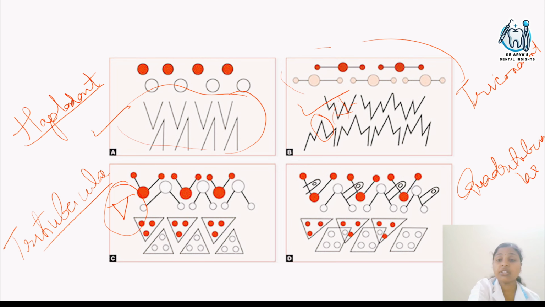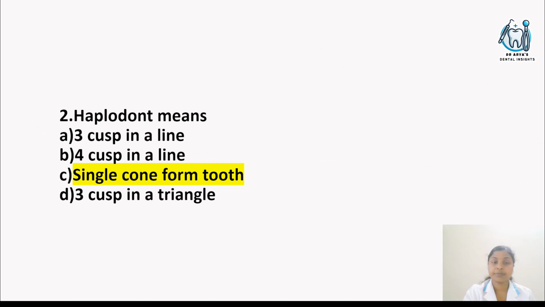So these are the haplodont, single cone form tooth. This is the triconodont, three cusps in a line. This is the tritubercular form, a more efficient form, with three cusps in a triangle. And here is the four cusps in a quadrangle, or quadritubercular molar. So the answer for haplodont is single cone form tooth.